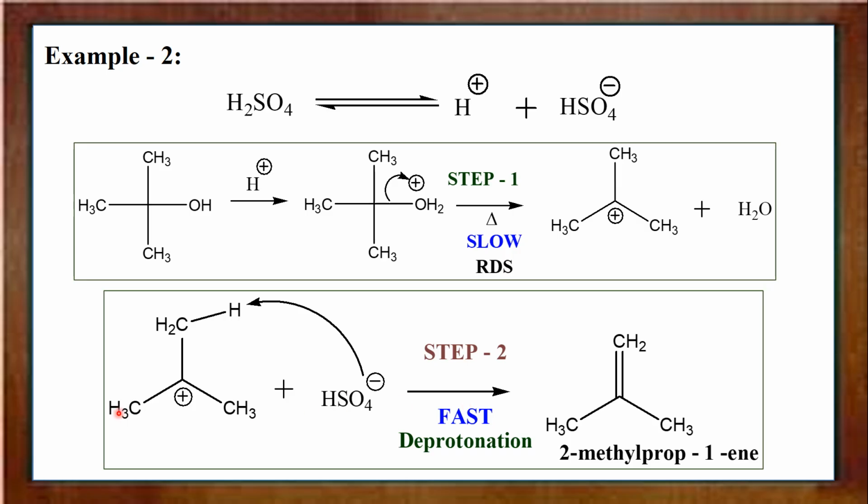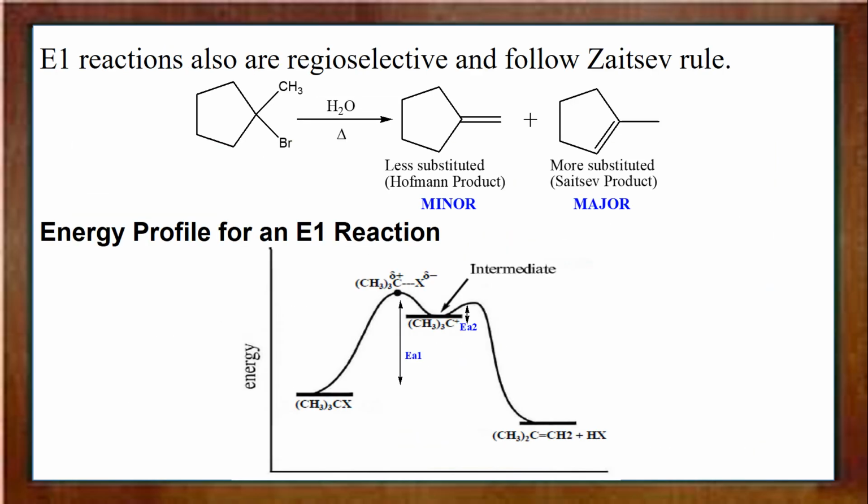Therefore, this step, the deprotonation step, is a very fast step, and this does not involve in the rate equation, and this is not the rate determining step. So it is the first step, the bond breaking step, the slow step being the rate determining step in this reaction. E1 elimination reactions are regioselective and follow Zaitsev rule.